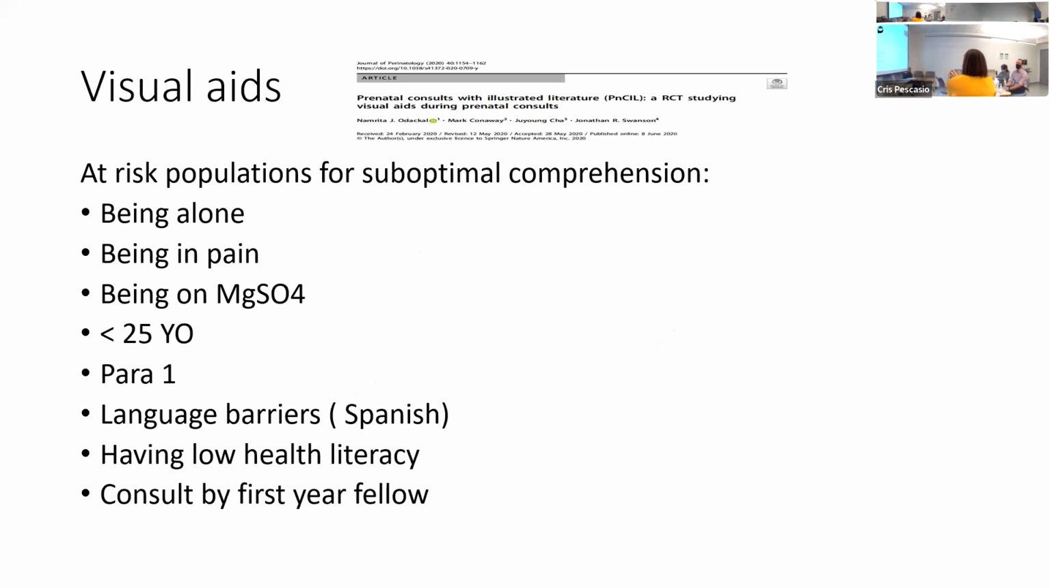What I found very interesting in this study is that they did some research and found that the populations at risk of poor comprehension were being alone, being in pain, having contractions, being on magnesium sulfate, being less than 25 years of age. Also language barriers, because in the United States they put Spanish only, but I think this should apply to any language. And having low health literacy: you can be very educated and not know about those issues.